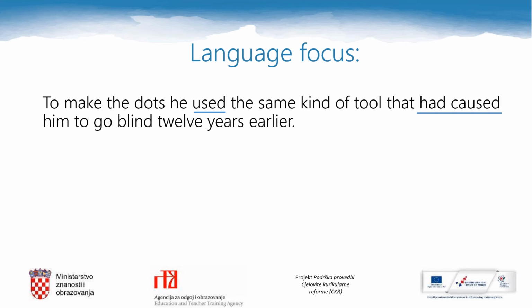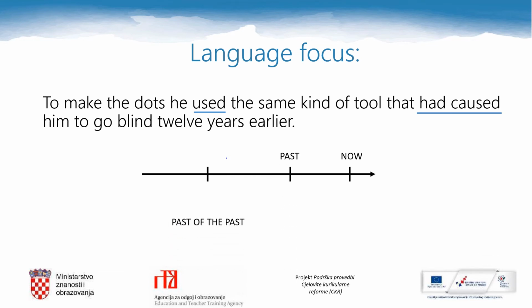Now compare these 2 events. When did they take place? Both events took place in the past. What is the difference then between these 2? Did they take place simultaneously? The answer is no. One action took place in the past, he used, and the other action had taken place even earlier, and because of that, past perfect is sometimes called past of the past.